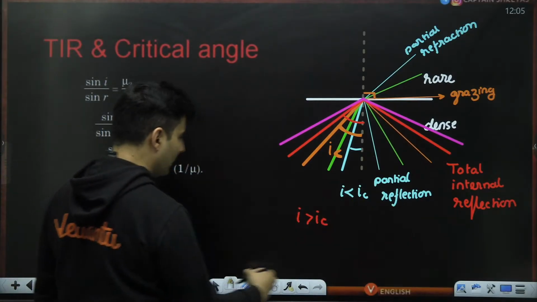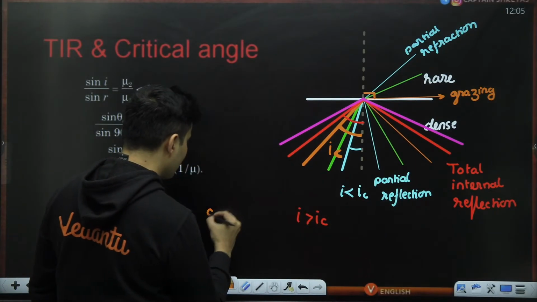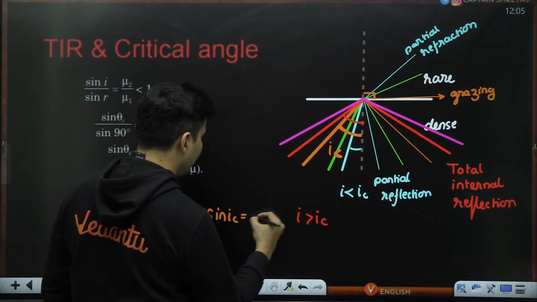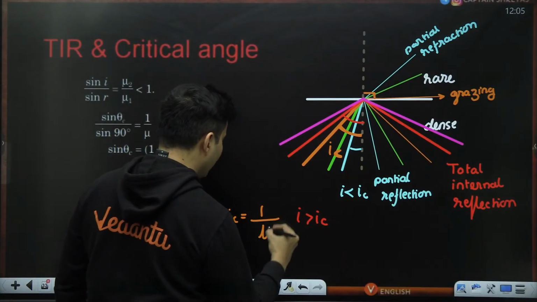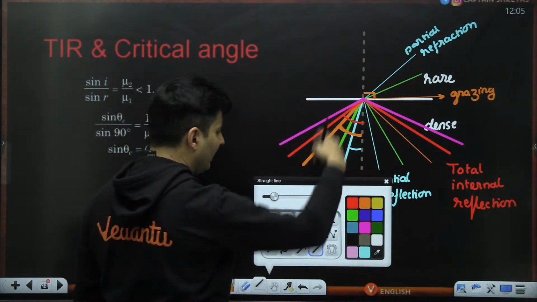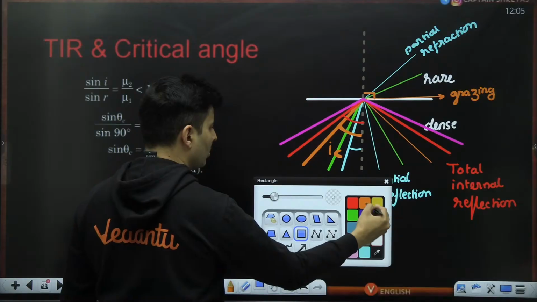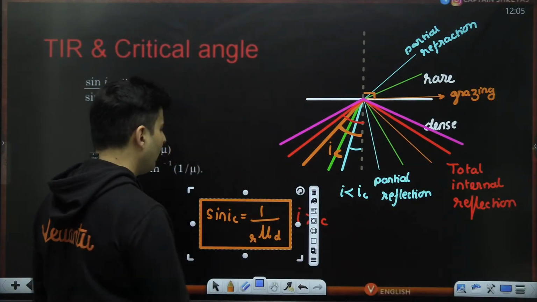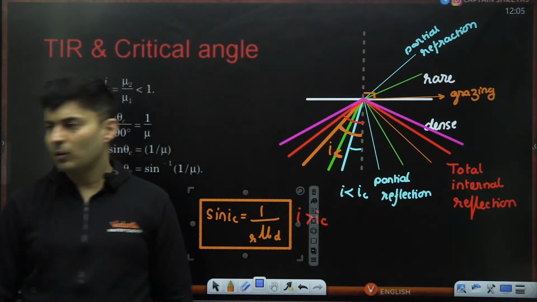it's also written over here, but still I will write it down. Sine of that critical angle is 1 by the refractive index of the dense medium with respect to that rare medium. Basically, the refractive index of the lower medium, you have to take it. That's all. So this is the formula which you should know. Is that okay, everyone?